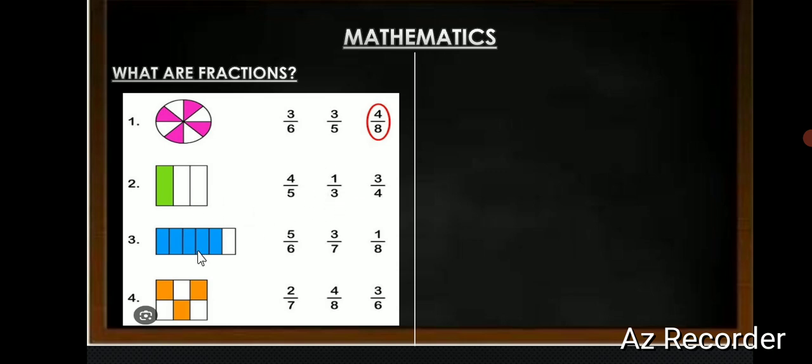Now taking a look at the third one, what do you think is the right answer? Yes, you got it right. There are a total of 6 portions, out of which 5 are shaded. So this is 5 over 6. So 5 over 6 is the right answer.